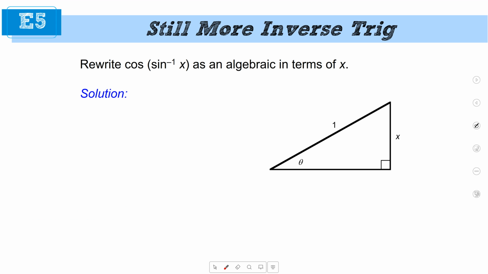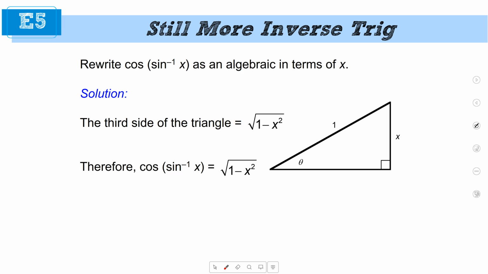Almost done. What if you're not given numbers? What if it's an x? That's okay. You can solve the Pythagorean theorem using an x because you just do x squared plus that other thing squared equals 1 squared, and solve for that other thing. You get 1 minus x squared, the square root of that whole thing.